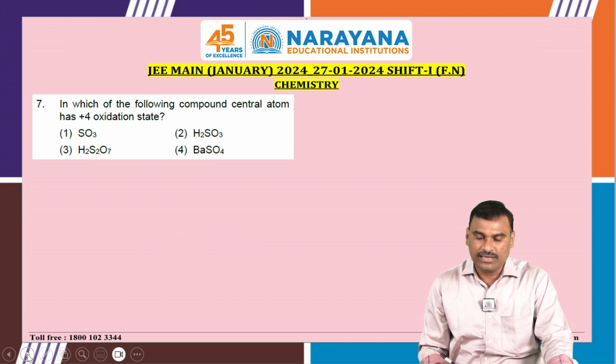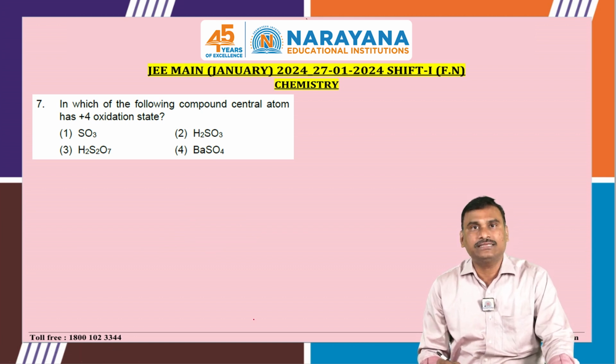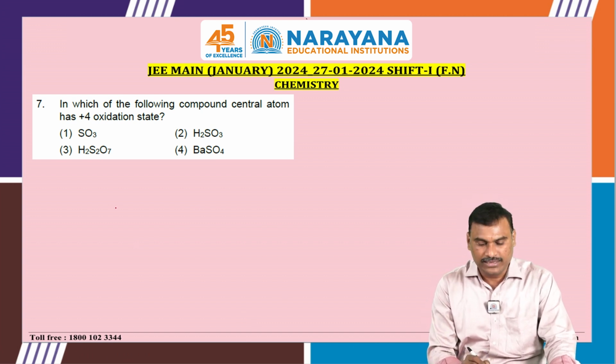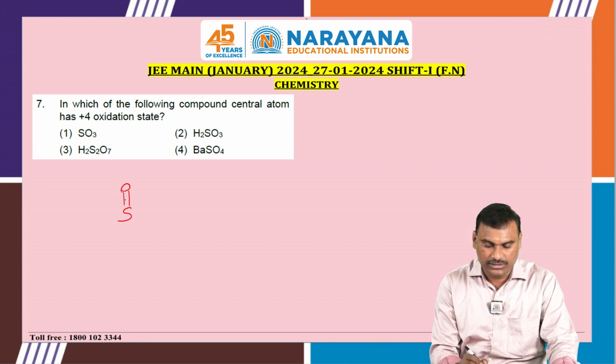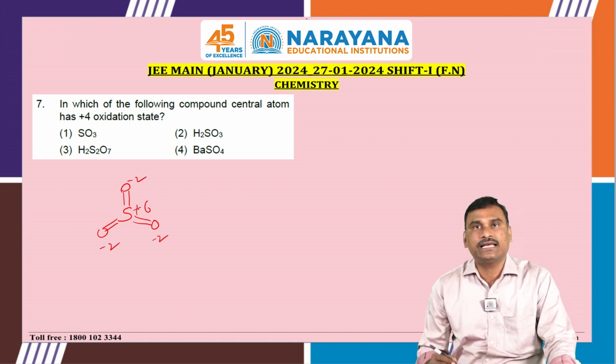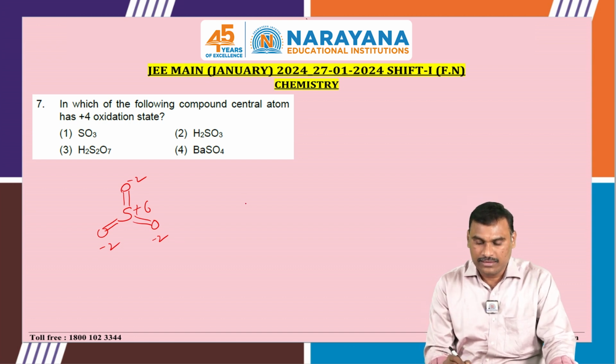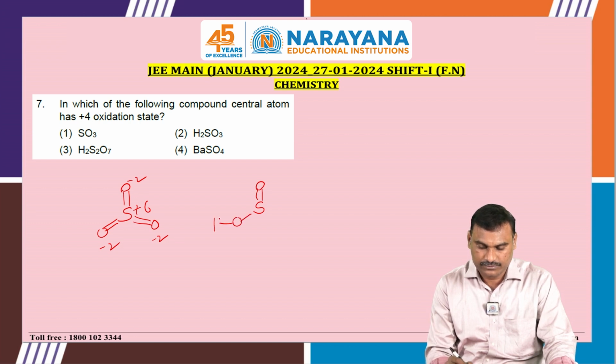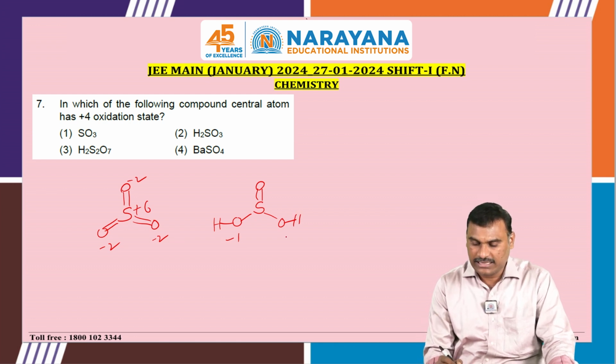Seventh one. In which of the following compounds does the central atom exhibit +4 oxidation state? See the options. Option 1, SO3: -2, -2, -2, therefore sulfur is +6 in option 1. Go for the second option, H2SO3. Yes, student, OH is -1, OH is -1, oxygen -2, then the sulfur becomes +4.